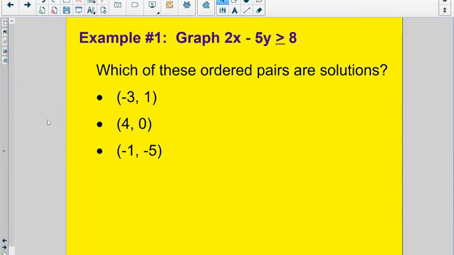So here's our first example. We're going to graph 2x minus 5y is greater than or equal to 8. And then we're going to use the graph to answer the question, which of these ordered pairs are solutions?